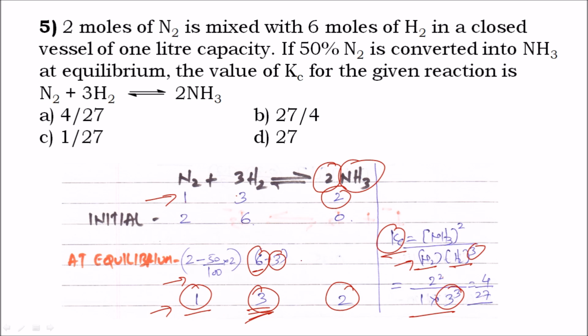This is moles, but remember 1 liter capacity is given. So if we take number of moles by volume, we'll get the same. So in this problem, number of moles is nothing but its concentration. So I'm taking directly 3 to the power 3. If you simplify, you'll get the answer as 4 by 27. So the right answer for this question is option A, 4 by 27.